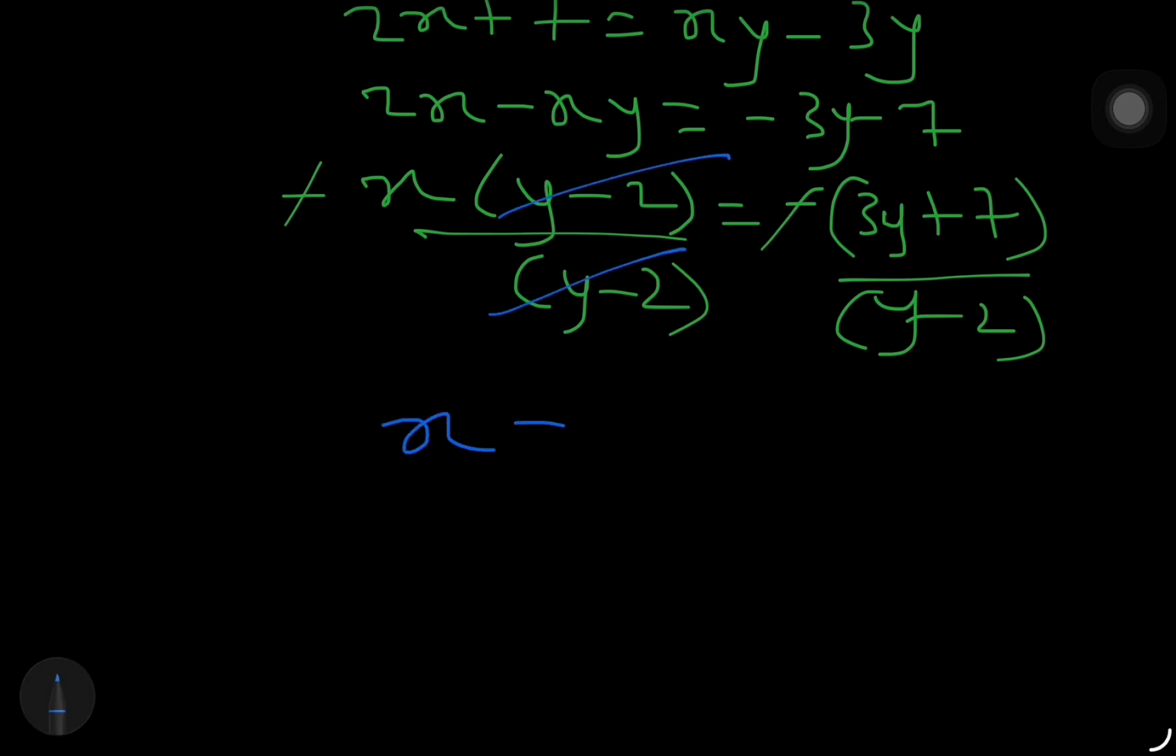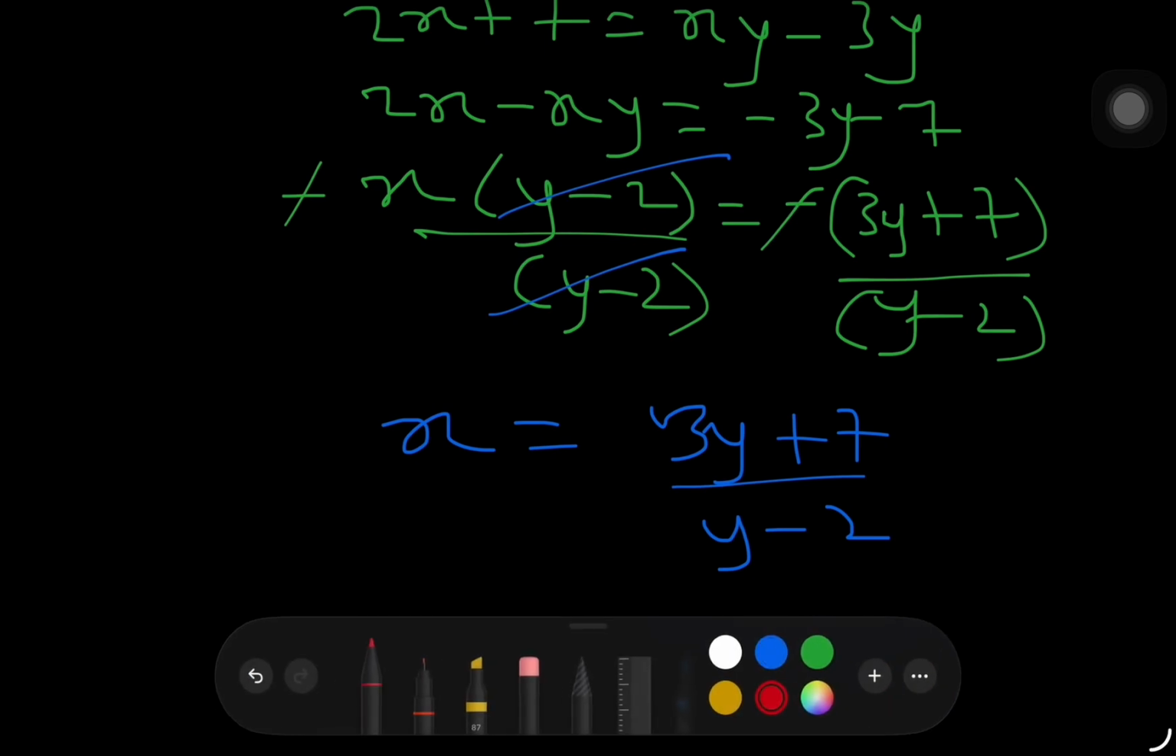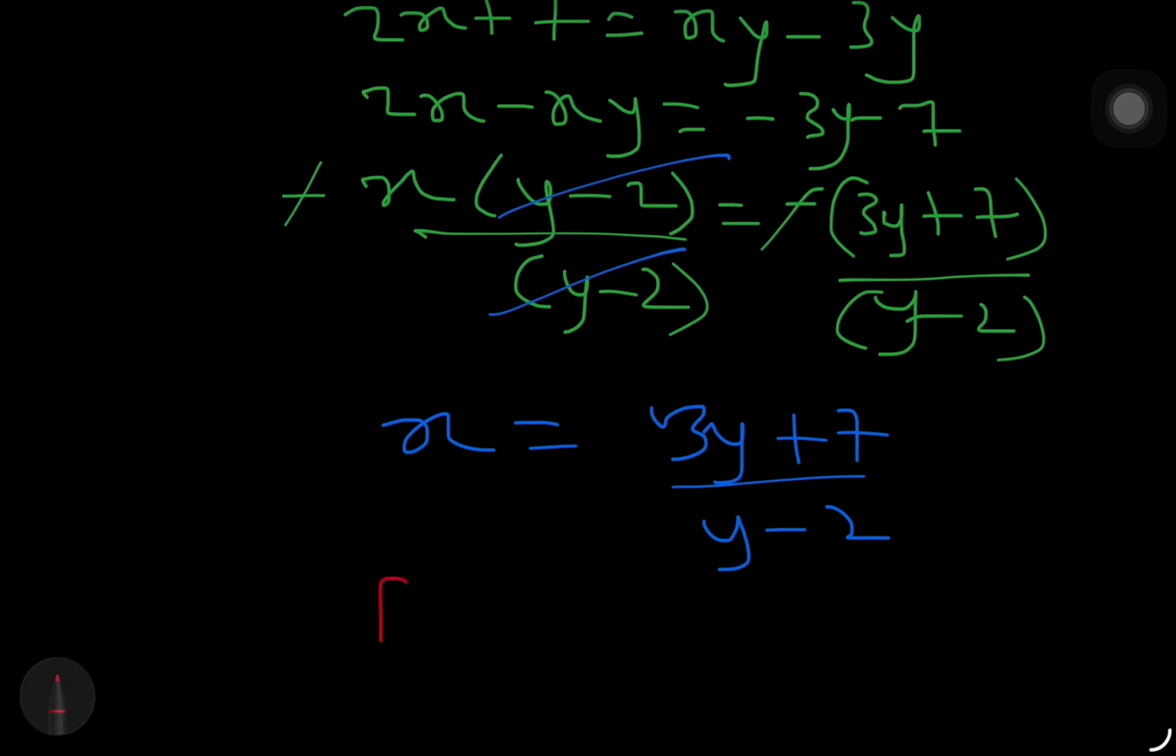Such that this will take care of this, and x is going to be equal to 3y plus 7 over y minus 2. Then we find the inverse of the function by redefining our variables. So f inverse of x is going to be 3x plus 7 over x minus 2.